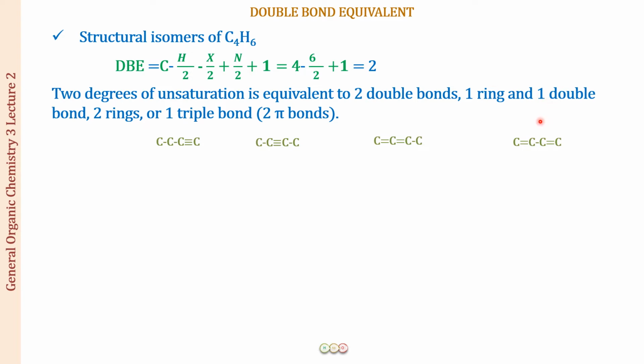The rest of the structures you have to draw according to what you have learned. But this is just giving me an idea of exactly what can be present. I have to think on these lines. So triple bond done, two double bonds done. Let us now do two rings. All right. So these are the two rings possible. This is a bicyclo compound.